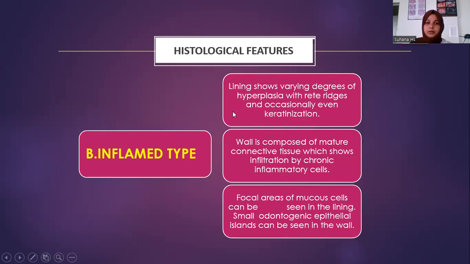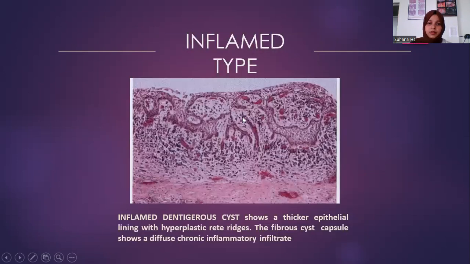Next is the inflamed type. Here the lining shows varying degrees of hyperplasia with regular rete ridges and occasionally even keratinization. The wall is composed of mature connective tissue infiltrated by chronic inflammatory cells. Focal areas of mucous cells can be seen in the lining, and small odontogenic epithelial islands also. In the inflamed type, you can see there is hyperplasia of the epithelial lining, and there is dense inflammatory infiltrate also.